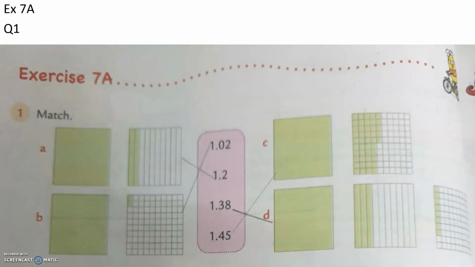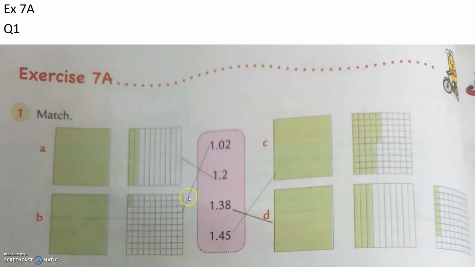So exercise 7A question 1, match. This is there already in your textbook. So see, this is the question. You just need to mark it. So this is full, so it will be 1, and after that point we will see how many lines are there: 2. So it will come as 1.2. Next, this will be a full, so 1, and then here it is 2, but the difference is that here only standing lines were there, 10, but here standing and sleeping both lines are there. So this will be 1 and this will be 0.02.